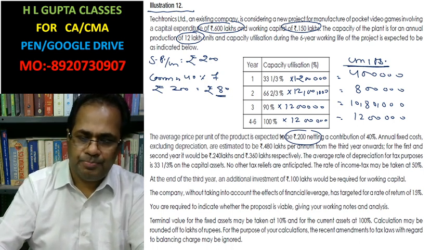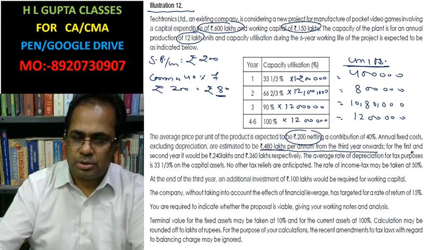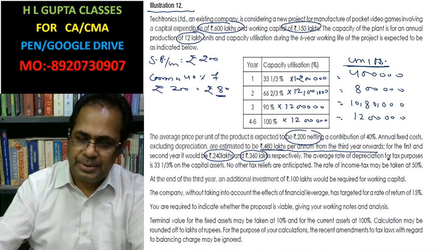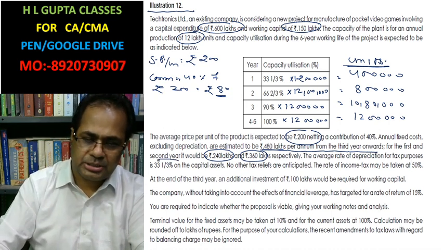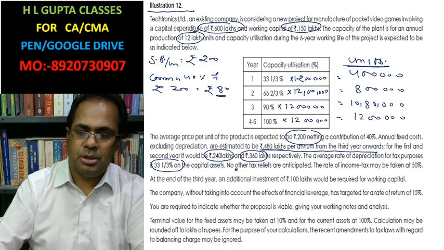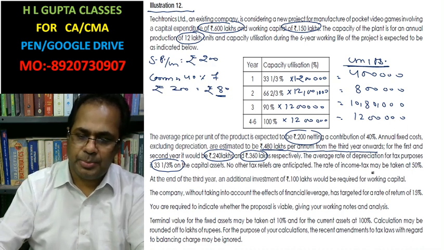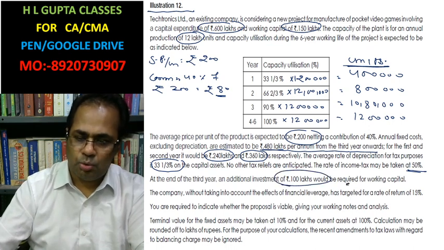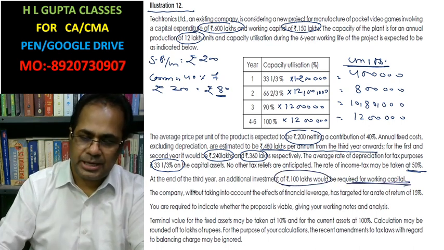Now the fixed cost is rupees 480 lakh per annum from the third year onwards. For the first and second year, the fixed costs are 240 and 360 lakh respectively. The average rate of depreciation is 33.33% on the capital assets. No other expenses are anticipated. The rate of income tax may be taken as 50%. At the end of the third year, an additional investment of rupees 100 lakh in the working capital.